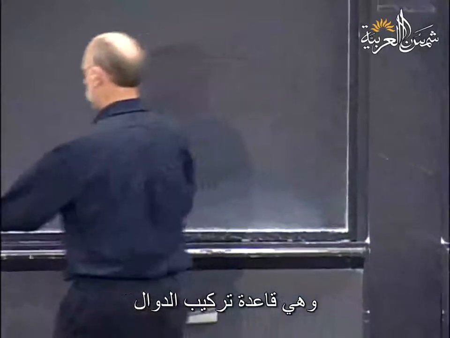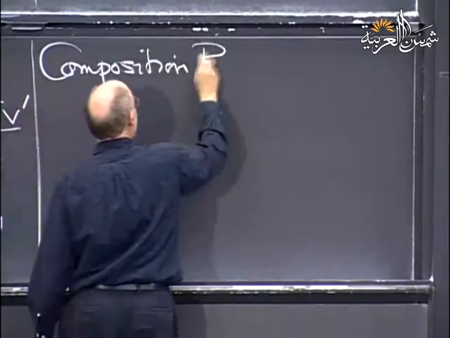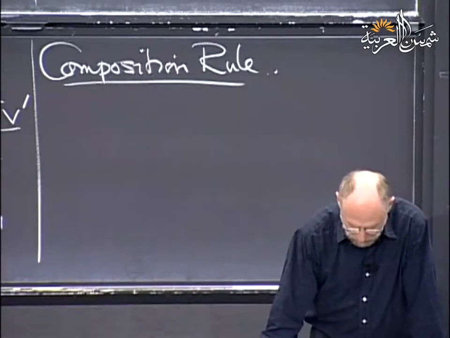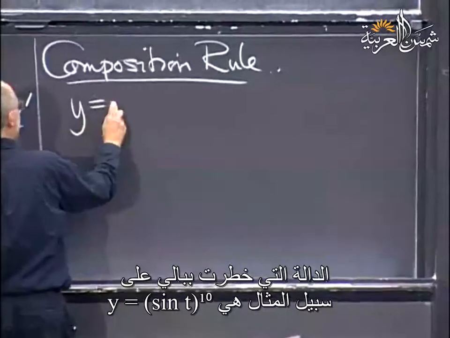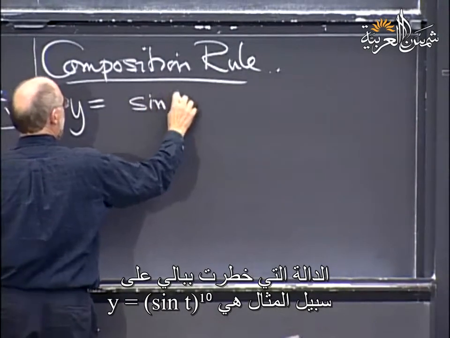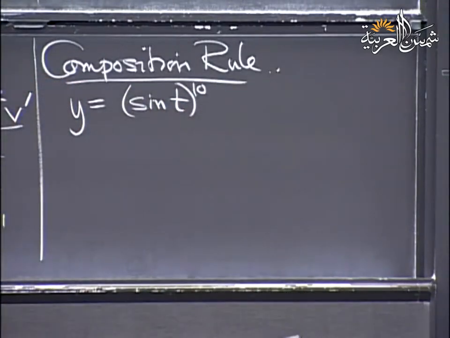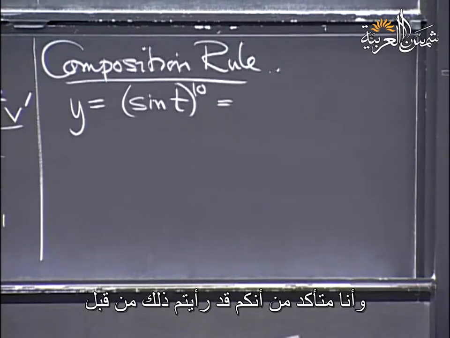So this is a composition rule. The kind of thing that I have in mind, composition of functions, is about substitution. So the kind of function that I have in mind is, for instance, y is the sine of t raised to the 10th power. That's a new one. I haven't seen how to differentiate that before, I think. This kind of power of a trig function happens very often. You've seen them happen as well, I'm sure, already.